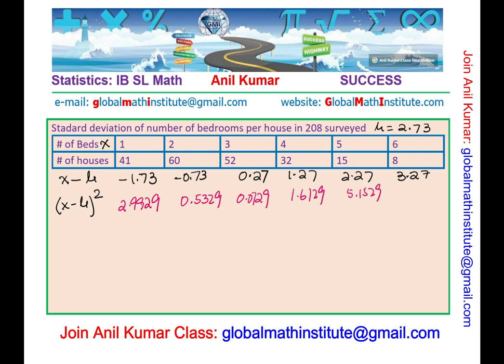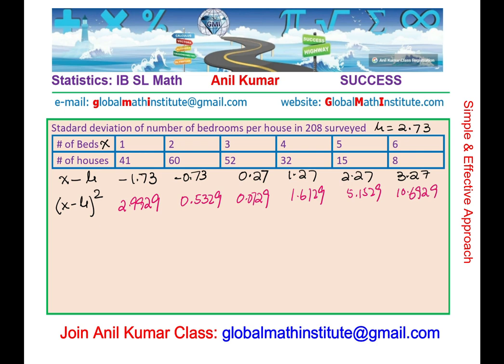5.1529. And now 3.27 square, 10.6929. So we found the squares, right? Because to find the standard deviation, we find the squares of x minus mu. So x minus mu is the deviation, right? So we are finding the square of that deviation.